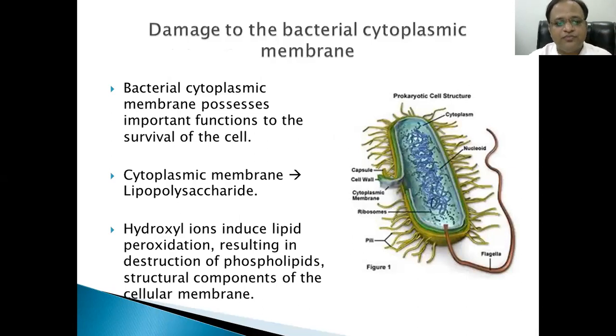So the bacterial cytoplasmic membrane has an important function for the survival of the cell, as we all know. And the cytoplasmic membrane has lipopolysaccharides. So what happens is hydroxyl ions induce lipid peroxidation, and it results in destruction of polyunsaturated fatty acids and phospholipids, and structural components of the cellular membrane are broken. Why is it important to break this cytoplasmic membrane, or why is it important for calcium hydroxide to work on the phospholipid part, and why is it essential for us on this level?